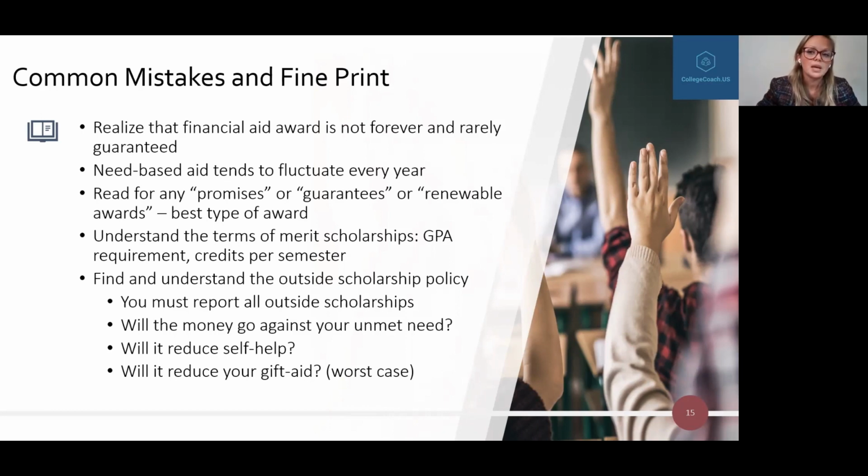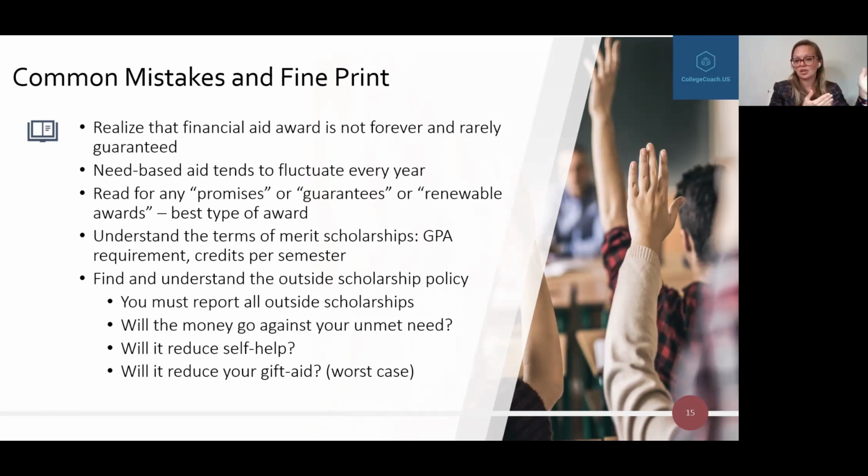So, another point is those outside scholarships. You've seen in one of the examples that I've mentioned that what they do with that money is totally up to the school. One thing that you do need to know is that you will need to report that money to every school. If you're bringing money with you, you'll need to report that money. What they do with that information is really up to them.